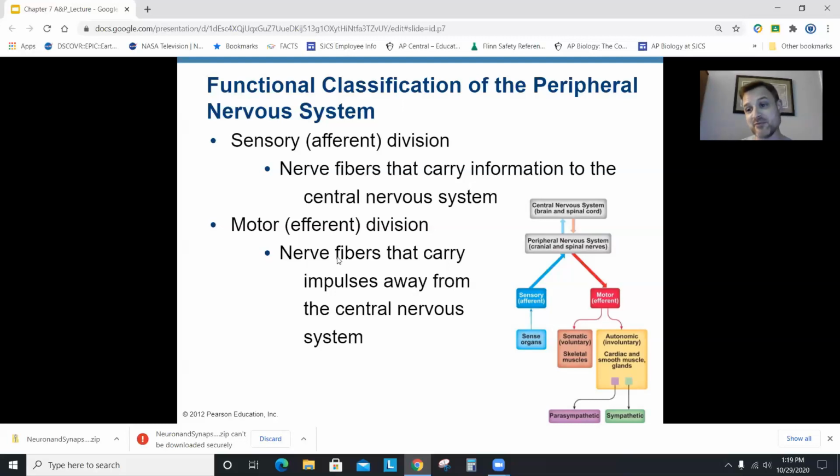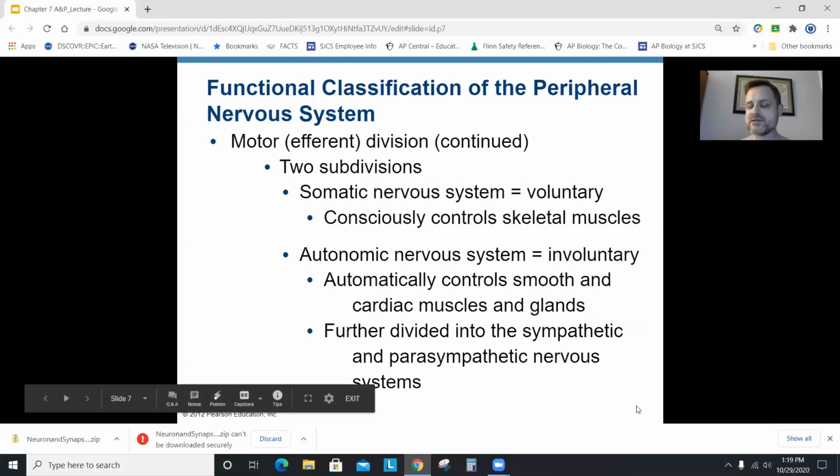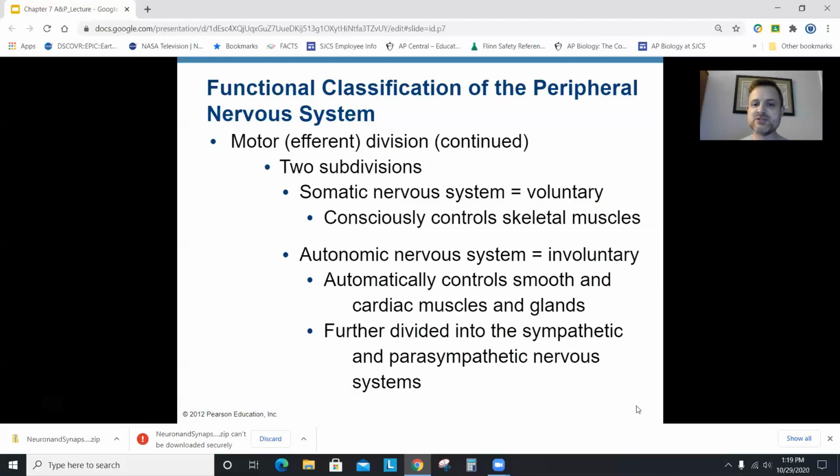Obviously, this is going to be very important in chapter 7. And I've already said all this. The efferent division would be the signals that carry out the brain's instructions. The two subdivisions were the somatic, which were the voluntary ones, and the autonomic, the ones that were involuntary. And again, we further divide the autonomic into sympathetic and parasympathetic.